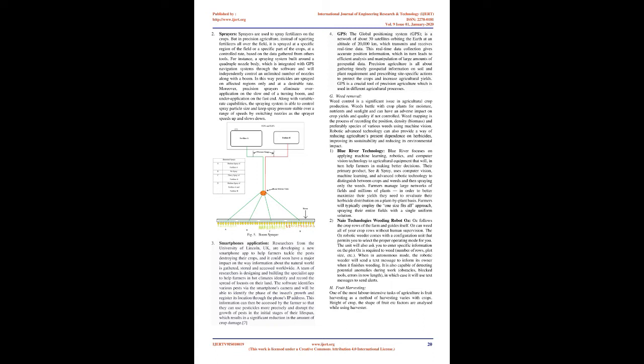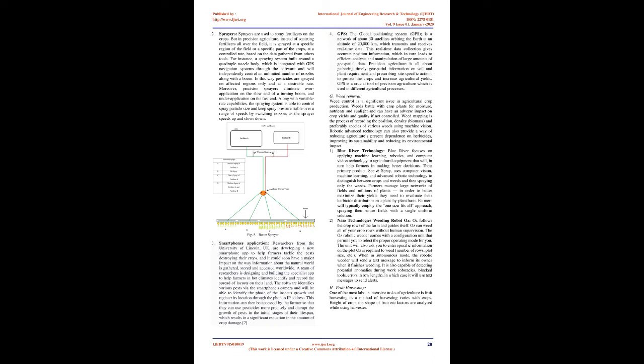3. Smartphone application. Researchers from the University of Lincoln, UK, are developing a new smartphone app to help farmers tackle the pests destroying their crops, and it could soon have a major impact on the way information about the natural world is gathered, stored, and accessed worldwide. A team of researchers is designing and building the specialist app to help farmers in hot climates identify and record the spread of locusts on their land.